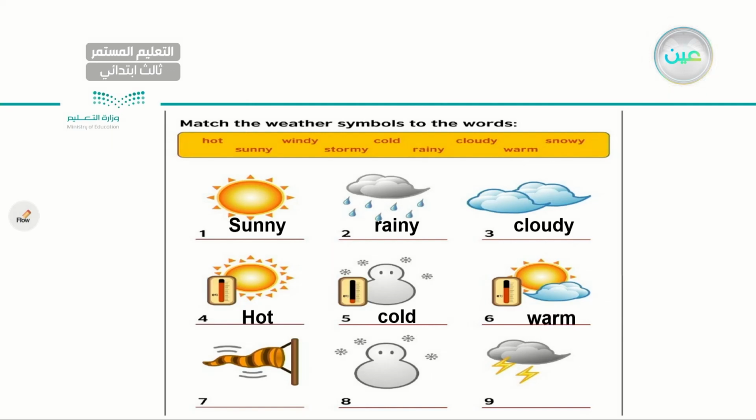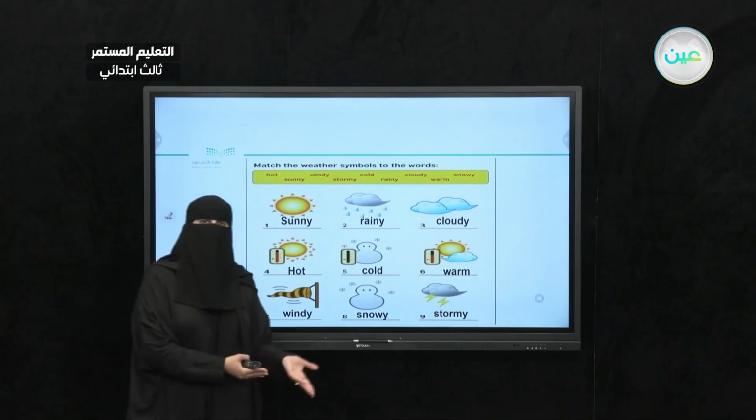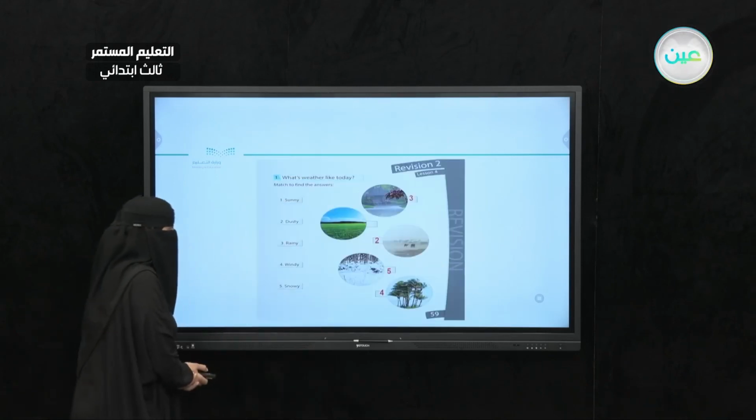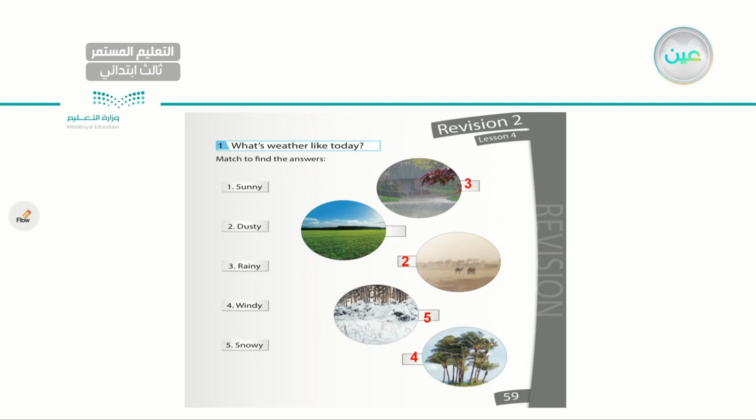The temperature is warm. Number 7, it's windy. Number 8 is snowy. I try to give you a different picture. And for the last one, it is stormy. So we have 3 additional words here, hot, cold, and warm. Now, you have this in your books with the numbers at page 59.